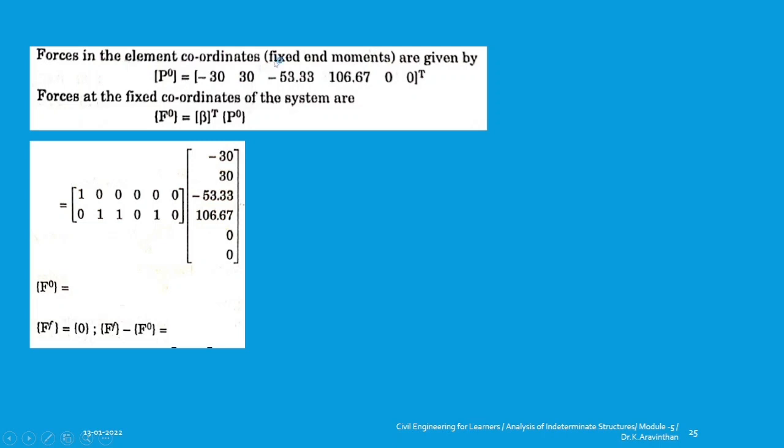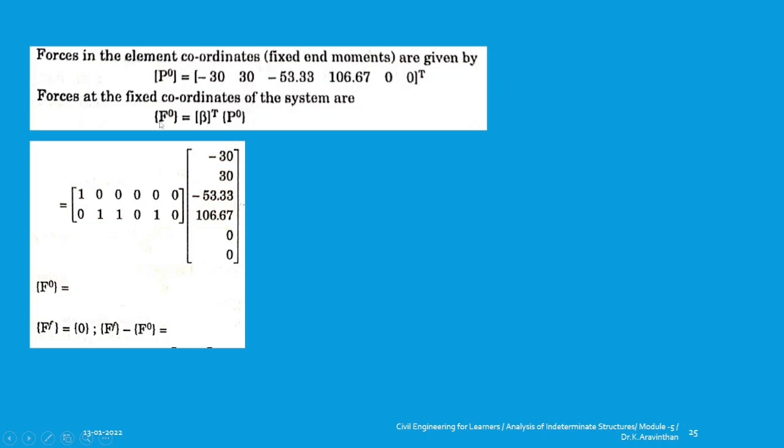So that is the fixed end moments. So what are your answers? Minus 30, plus 30, and for the span B to C minus 53.33 and 106.67. So these two are the moments. So at the column end you don't have any moment, hence P naught is this answer.